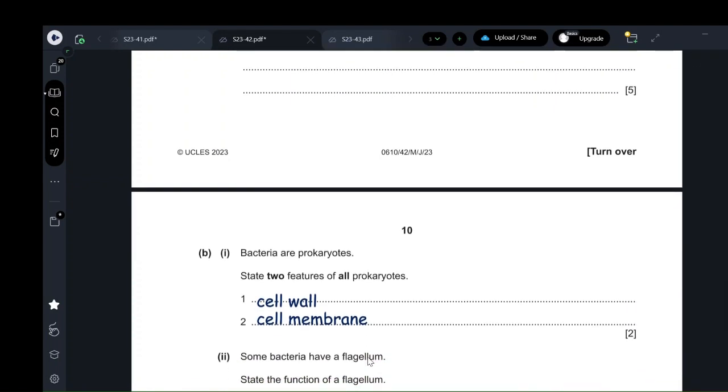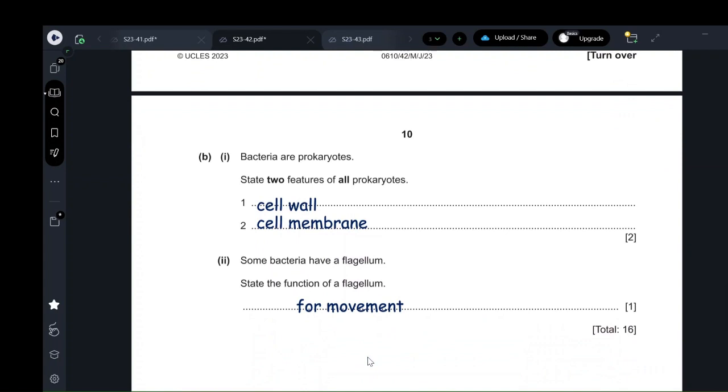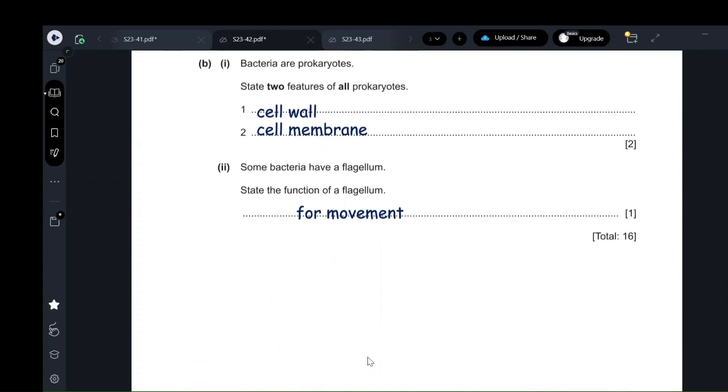Some bacteria have flagellum. What is the function of the flagellum? It allows the bacteria to swim out for movement. Okay, swimming or movement.